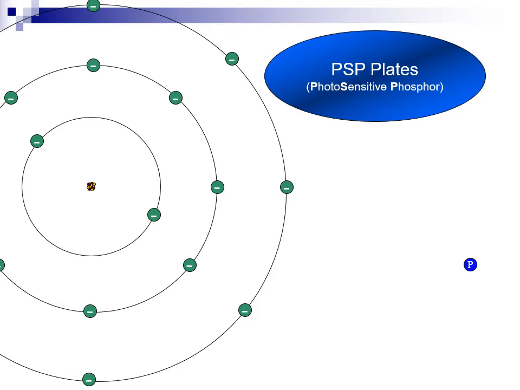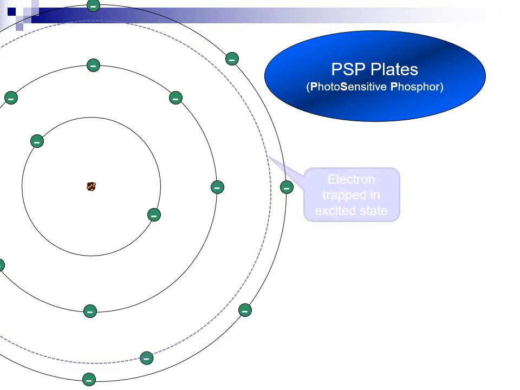The illustration below represents an atom in a phosphor crystal of a PSP plate. It looks similar to the previous example. The incoming X-ray photon is on the right side of the screen. The photon again speeds towards the electron and dislodges it from the shell. But in this case, the electron doesn't leave the atom. The electron jumps to an excited state between the orbitals and is trapped in this position.